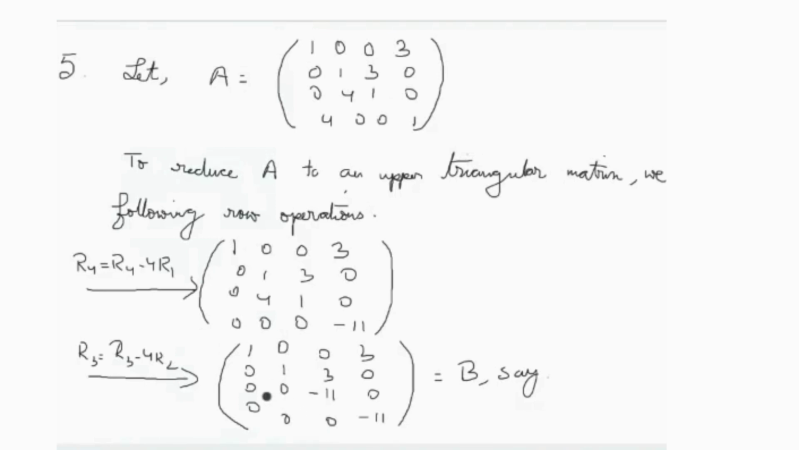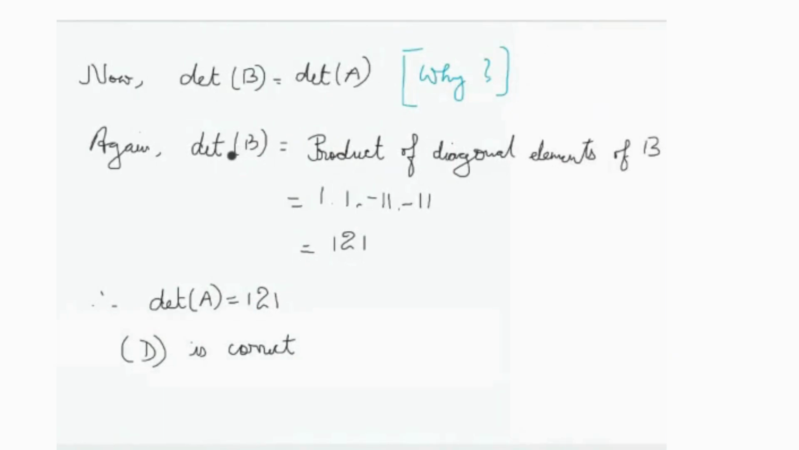And in the third row, this remains 0. This becomes 4 minus 4 into 1, which is 0. This is 1 minus 3 into 4, which is minus 11. And this is 0. So now we have an upper triangular matrix, which we call B. It's a property of upper triangular matrices that its determinant is equal to the product of the diagonal elements. The diagonal elements of this matrix are 1, 1, minus 11, and minus 11. So simply multiply the diagonal elements to obtain the determinant of B, which is equal to 121. Therefore, the determinant of A is 121 and D is the correct option.